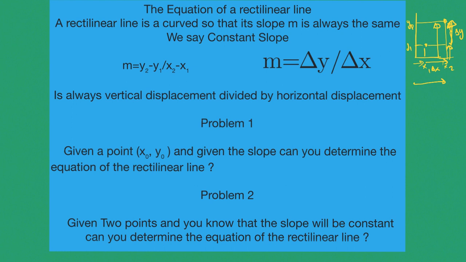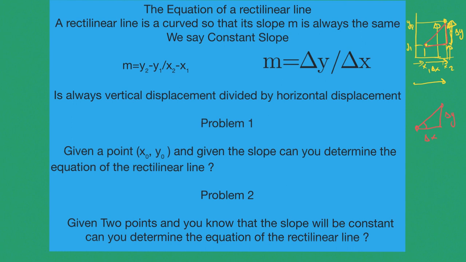So if we draw the triangle, we'll see better. This is the point P1, this is the point P2, this is delta y, this is delta x. And the slope, that is the same as the tangent of this angle, is delta y divided by delta x. So it's y2 minus y1 divided by x2 minus x1. With this, we define the slope of a rectilinear line.